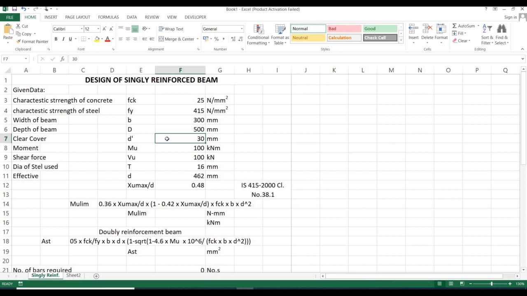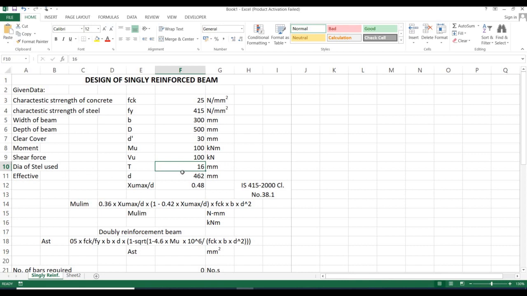Here he has given 30 mm for the clear cover. And he has also given the moment at the center as 100 kilonewton meter, and the shear force at the support as 100 kilonewton. So these are the given data. Okay, next step is what?